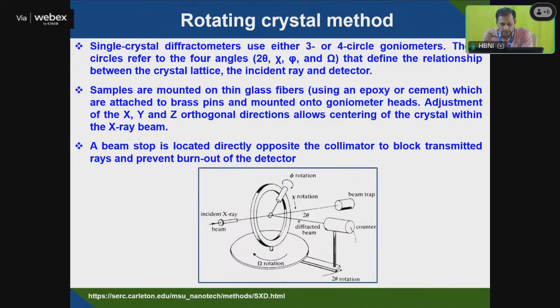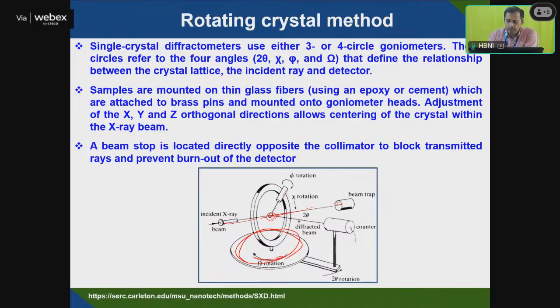As I told you, single crystal XRD is mainly called the rotating crystal method. Here the single crystal diffractometer uses a 3 to 4 circle goniometer. You can see here this is the sample stage, with the omega rotation, the sample stage rotating like this. Then you have a sample, which is also rotating, and then you have an X-ray source here. You can see this is the beam trap, where the direct beam is trapped. This is the diffracted beam, going to the detector, which is also moving.